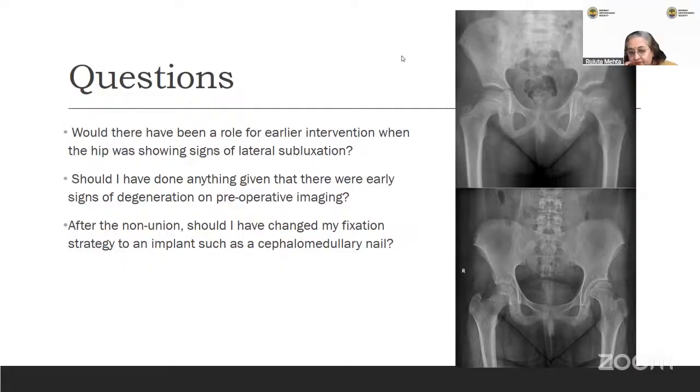All right, we open it up to the panel. Any comments, Al?